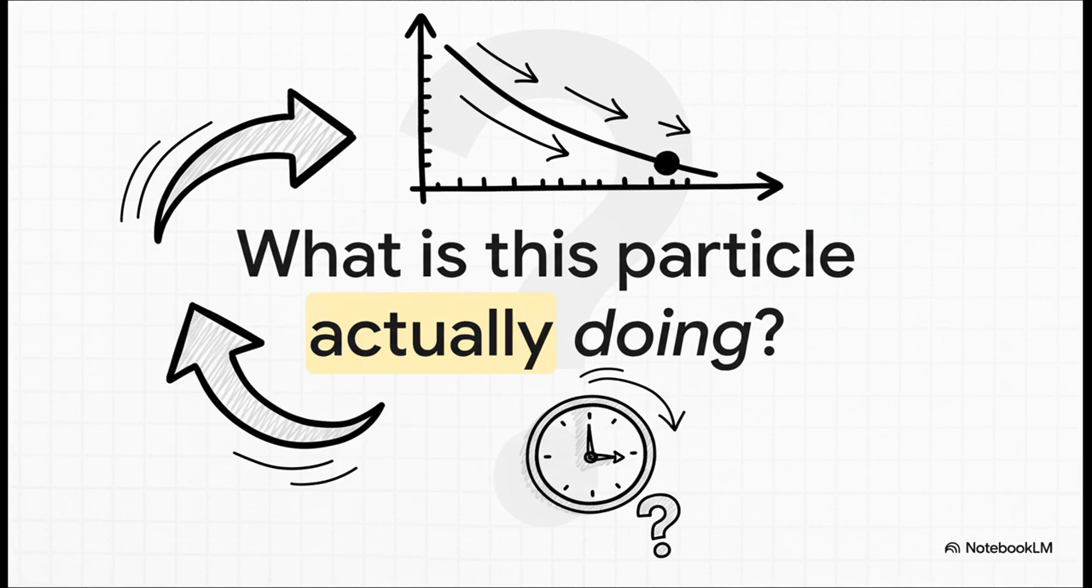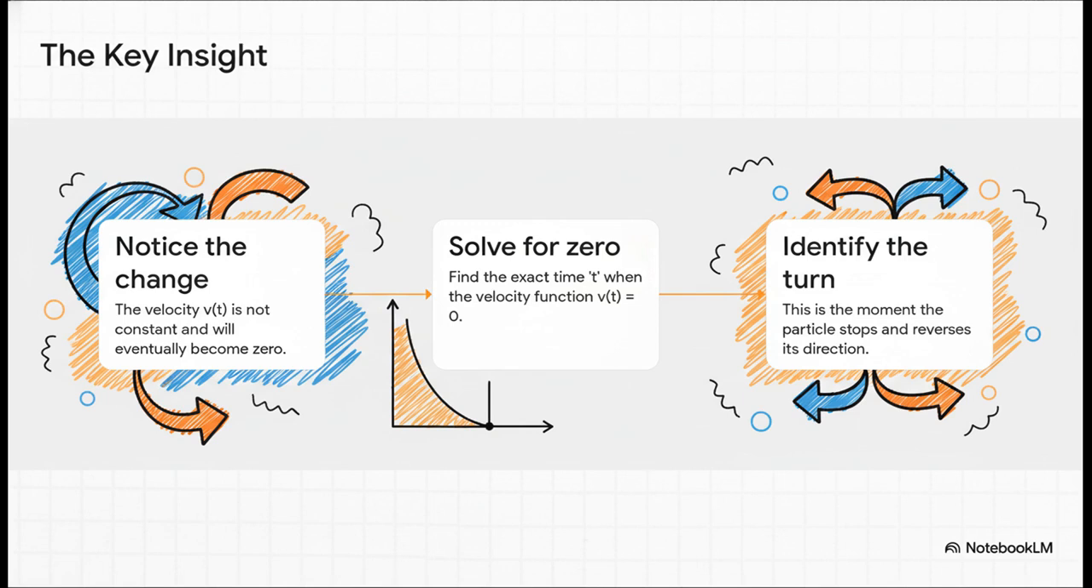But what happens if t keeps getting bigger? What happens then? You see, that's the absolute key. At some point, the velocity isn't just going to be small, it's going to hit 0. And what happens then? It reverses direction. Finding that exact moment, that's the physical insight that unlocks this whole thing. And it's simple enough to find.